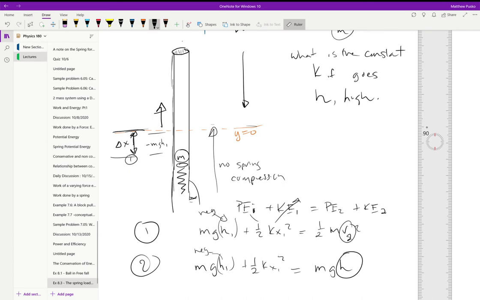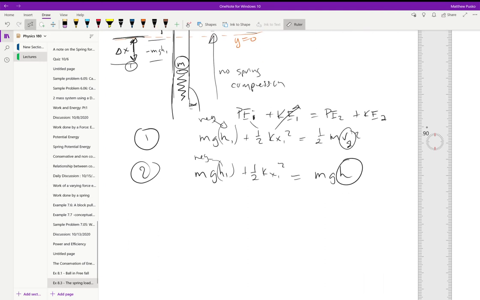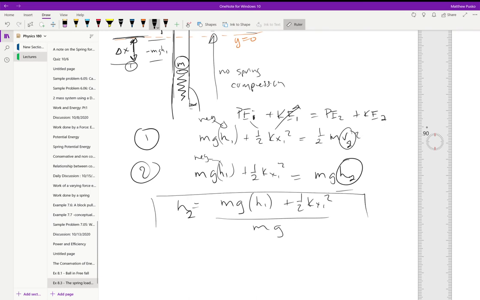Mass is not in every term, so we can't just cancel it out. So how high does it go? Let's solve this for h. We get h2 is equal to mgh1, whatever our displacement was for h1. It was in the negative direction because we pushed it down from what we called y equal to 0, plus 1/2 kx1 squared, the spring energy term, all divided by mass times the acceleration due to gravity.